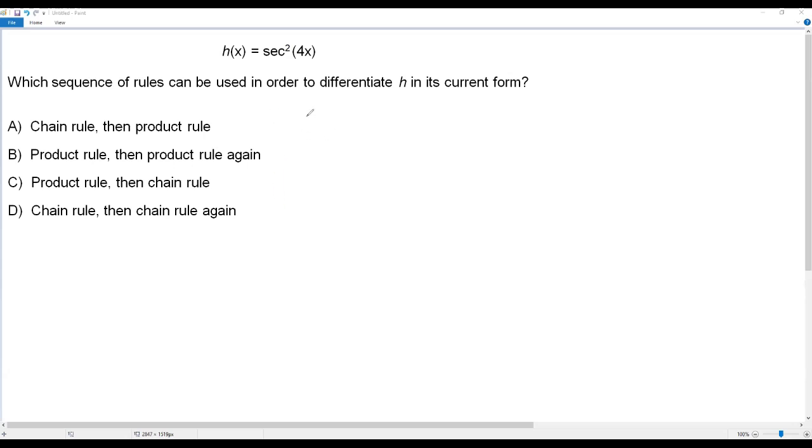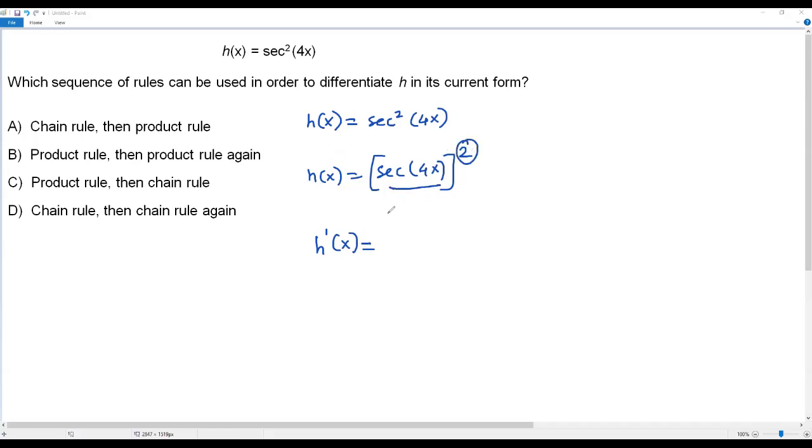Okay, now let me write the given function as it is. That is h of x equals secant squared of 4x. To find the derivative of this function, first let me write the secant squared as secant of 4x, then the whole square. Now I'm going to find the derivative. When I find the derivative of h of x, it will become h prime of x. Here on the right side we have exponent 2 for the complete expression. So I can use the power rule of derivative to get the derivative for the exponent 2. That is, I have to bring this exponent 2 in front of it and subtract 1 from the exponent. So that's the power rule of derivative.